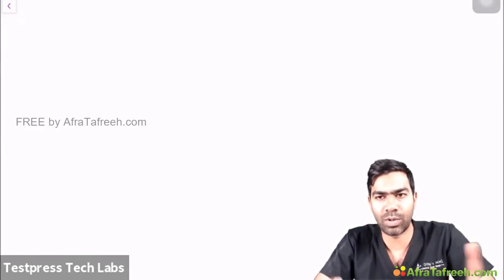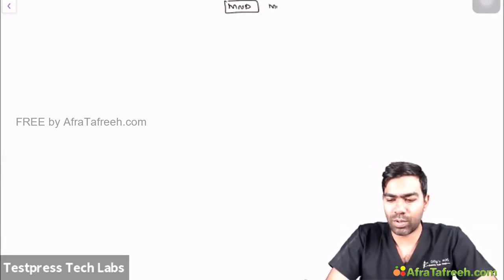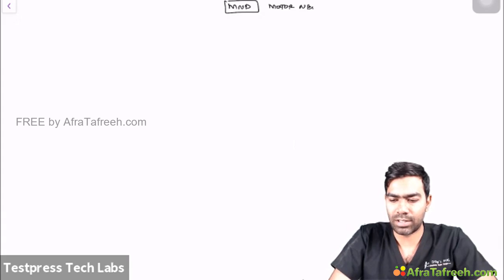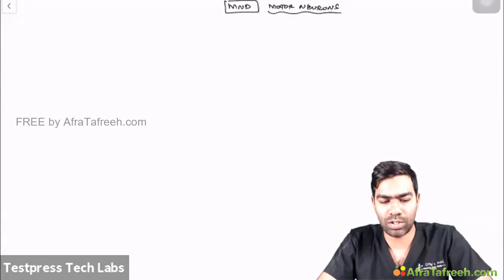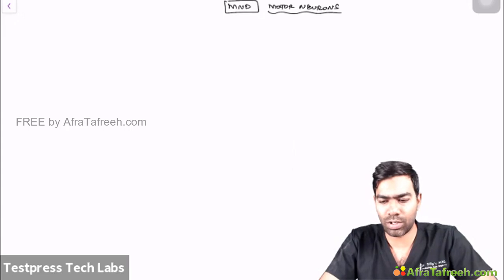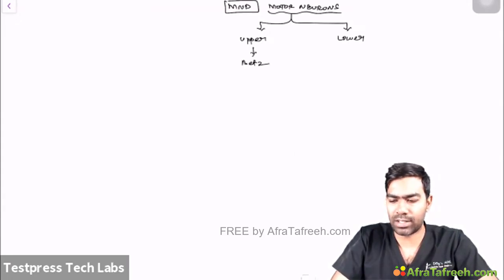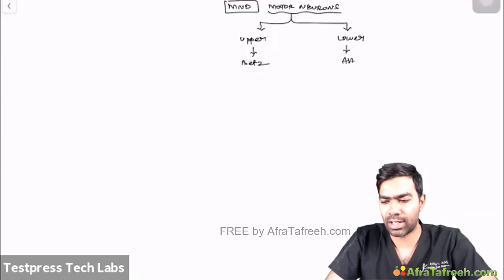But nevertheless, one more disease group that we need to discuss is the motor neuron diseases, which can affect the spinal cord as well. Motor neuron disease means these disorders affect only the motor neurons, as the name suggests. So you also need to know what the motor neurons are and where they are. Motor neurons can be either upper motor neurons or lower motor neurons. Upper motor neurons are basically the Betz cells and the lower motor neurons are basically the anterior horn cells.